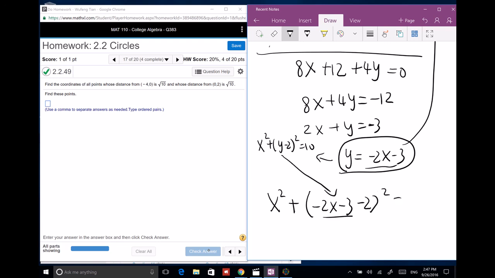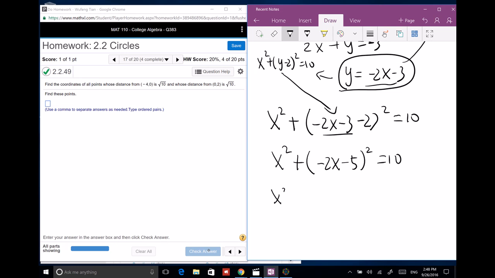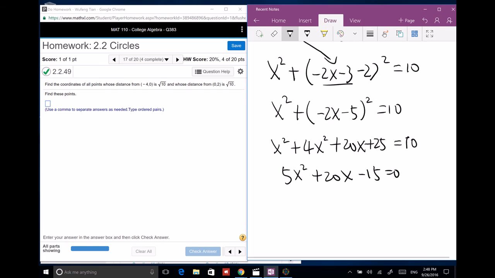Squared equals 10. What you have is x squared plus (-2x minus 5) squared equals 10. Then you FOIL it out again. So x squared plus 4x squared plus 20x plus 25 equals 10. Now solve this. So it's 5x squared plus 20x plus 15 equals 0. Then divide everything by 5: x squared plus 4x plus 3 equals 0. So you got x equals -3, x equals -1.